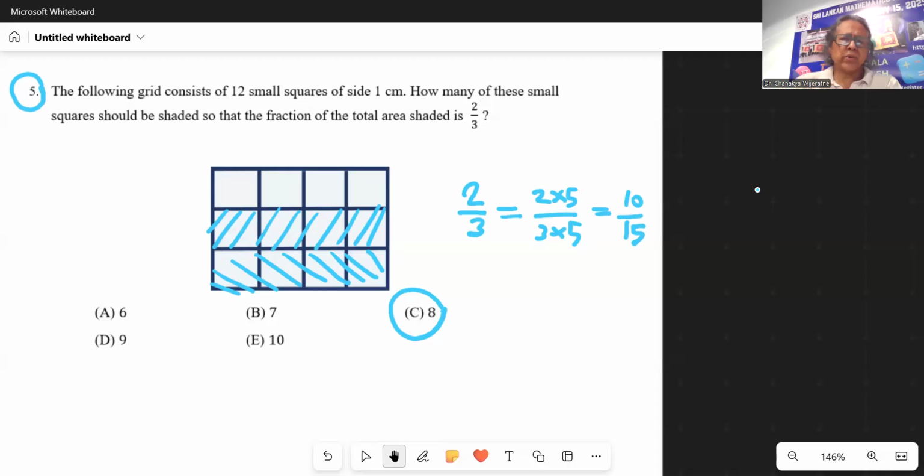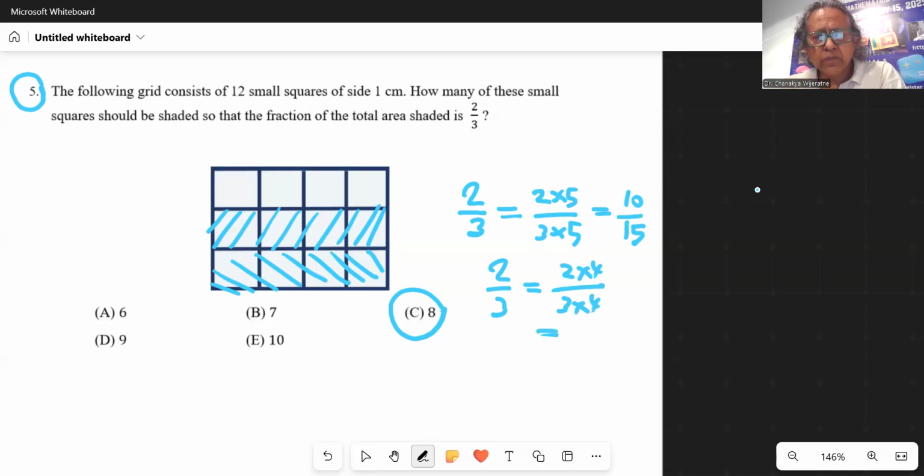Now what I'm going to do is multiply the top and bottom so that in the bottom I get 12. It is because there are 12 squares in this grid. So then I need to multiply the top and the bottom by 4. 2 times 4 over 3 times 4 is a fraction equal to 2/3, which is 8/12. And then you can see that our answer is correct.